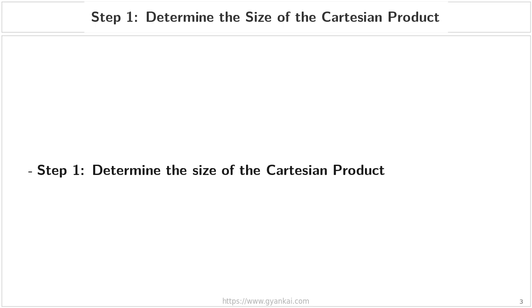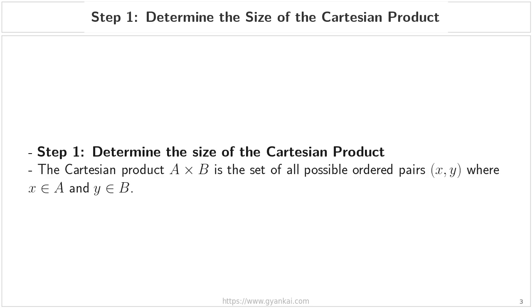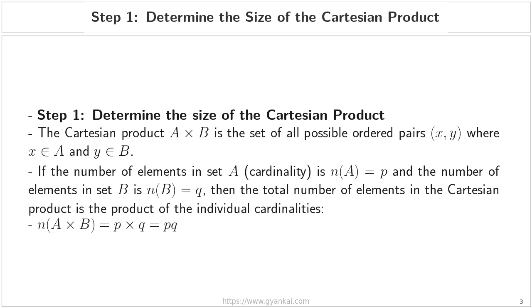Step 1. Determine the size of the Cartesian product. Now that we have our roadmap for the process, let's dive into the first essential step. Step 1 is to determine the size of the Cartesian product. Before we can find the number of relations, we need to know how many building blocks we are working with. As we touched on in the introduction, the Cartesian product, written as A cross B, is essentially the set of all possible ordered pairs, where the first element, x, comes from set A, and the second element, y, comes from set B.